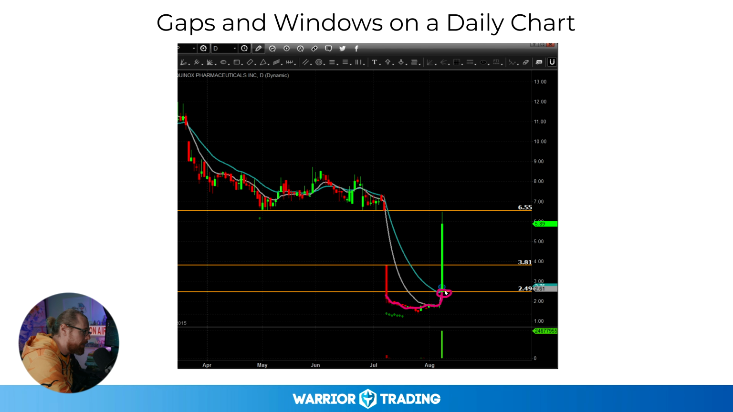It opens right here at about 249 on this day with high volume and it squeezes up first to the top of the window, which was 381. And then that began the beginning of a gap that led us up to 655. And this filled the gap. It broke the window and filled the gap. That is picture perfect. That's what you like to see.